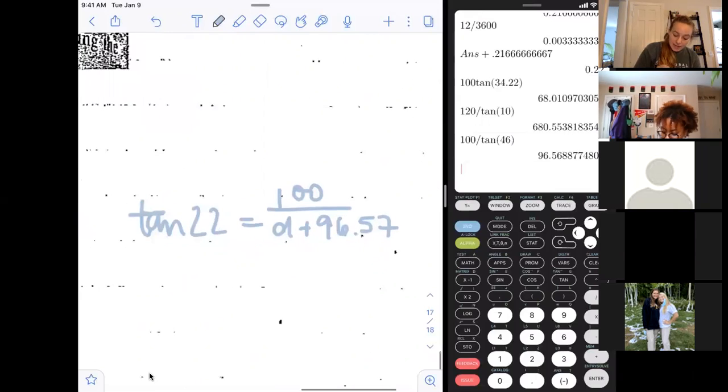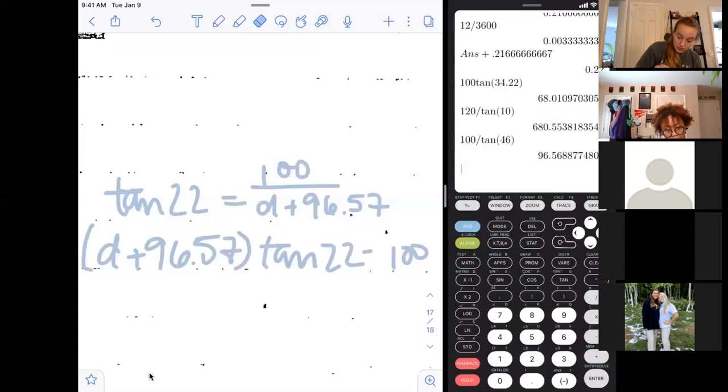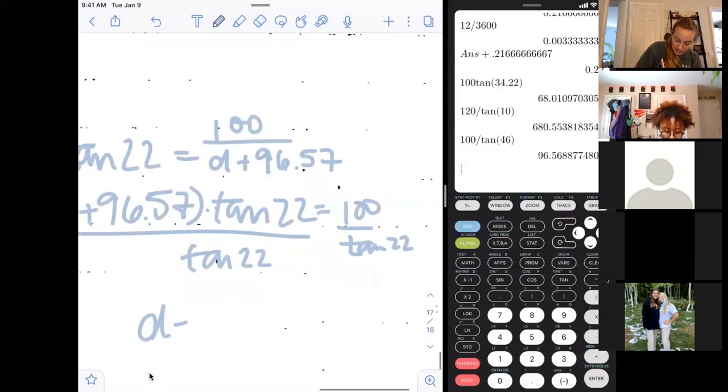We're going to solve this in the exact same way. So we got to multiply by the denominator, but don't get too crazy. Don't distribute it. I'm going to leave it as just D plus 96.57 times tangent of 22. I know we're itching to distribute, but please do not. It's going to be easier if we don't. And since these two things are being multiplied together, we can divide by tan 22 on both sides. So I can get D plus 96.57 equals 100 over tan of 22.